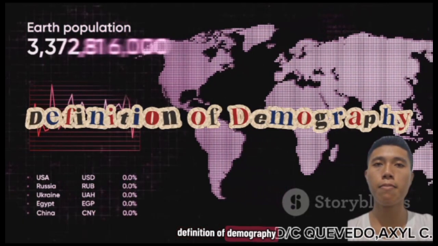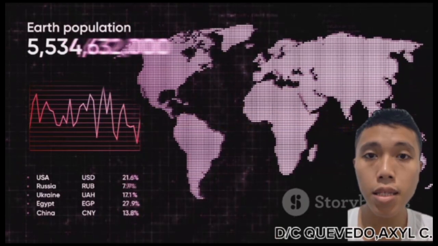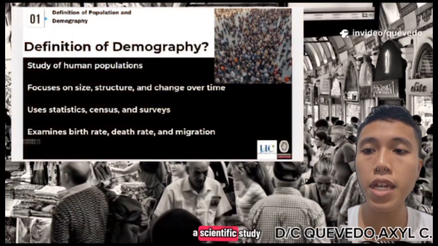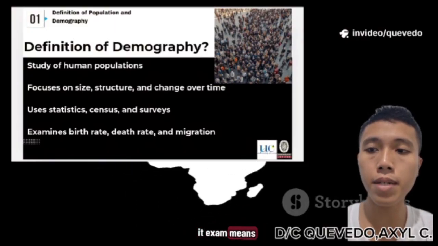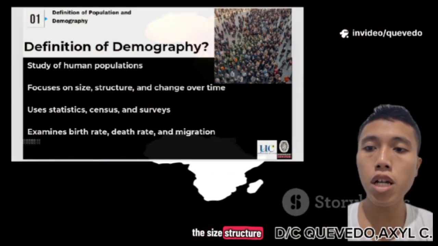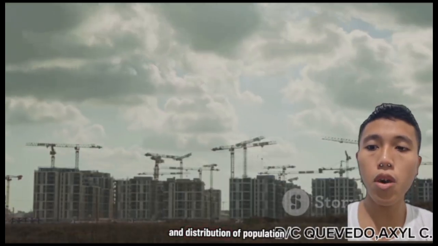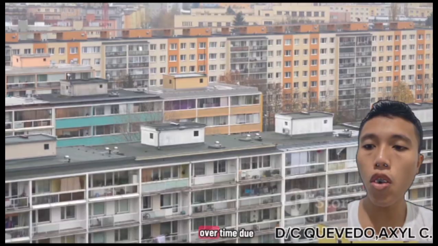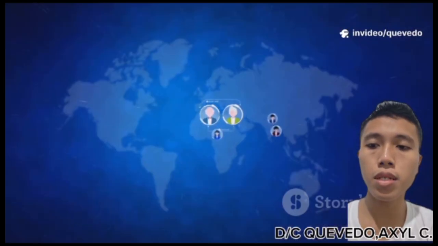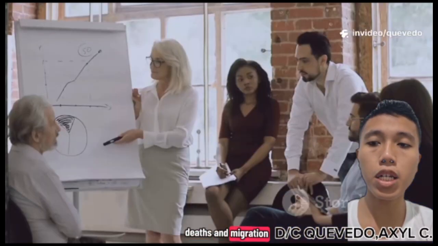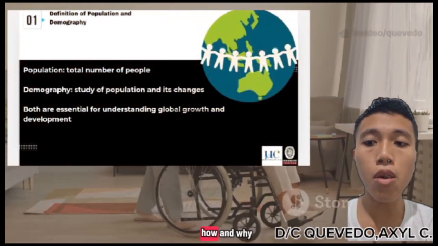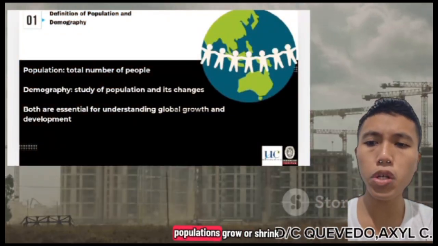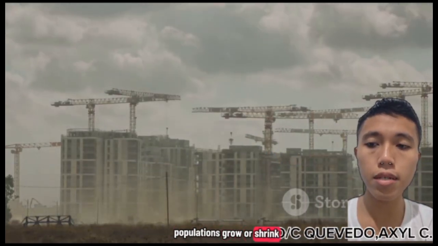Definition of demography. Demography is the scientific study of human population. It examines the size, structure, and distribution of population, as well as how they change over time due to births, deaths, and migration. In short, demography tells us how and why populations grow or shrink.